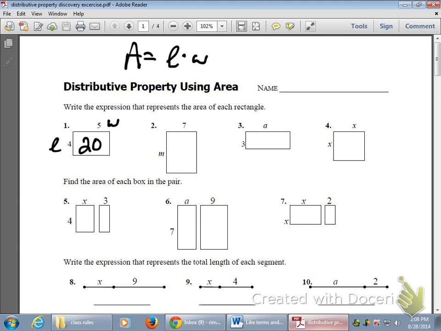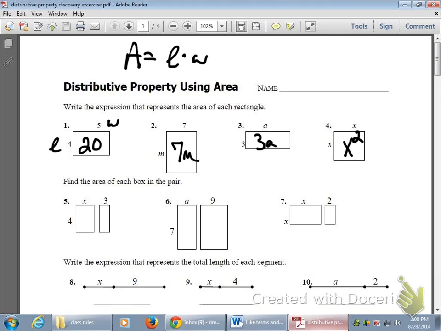20. So the area of number 1 is 20 units squared. I'm not going to deal with the units, but maybe it's square inches, centimeters, whatever. Keep that in mind, and let's look at number 2. What's the area of number 2? 7m. Okay, good. Go ahead and find the area for 3 and 4.